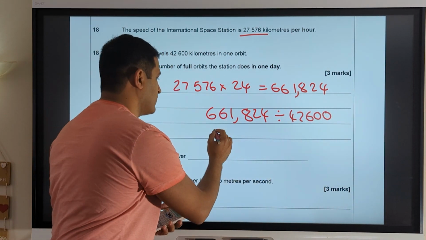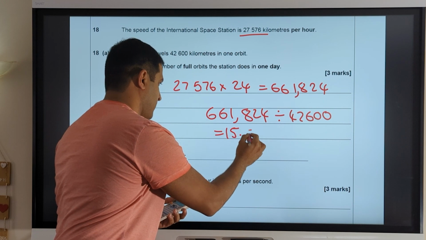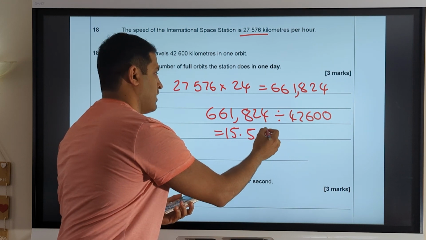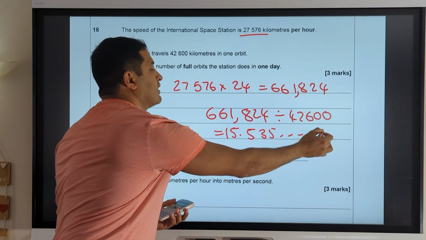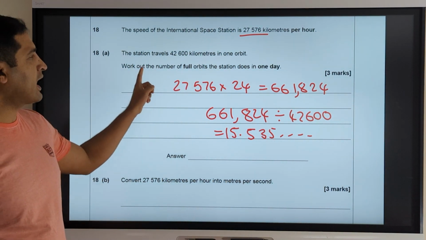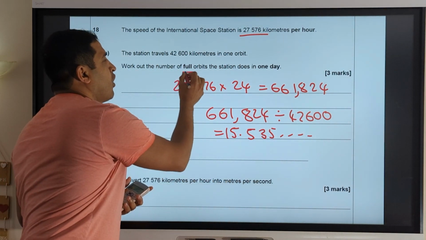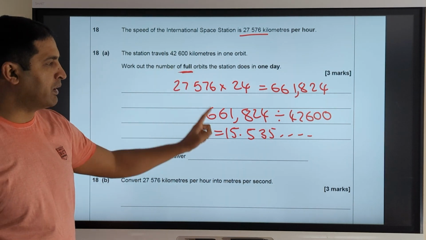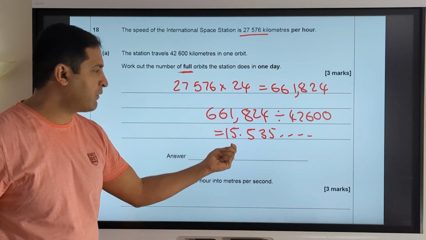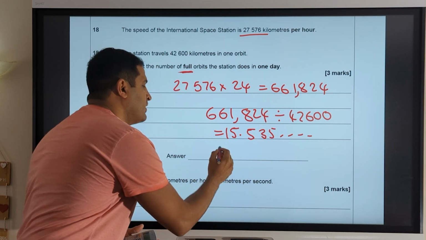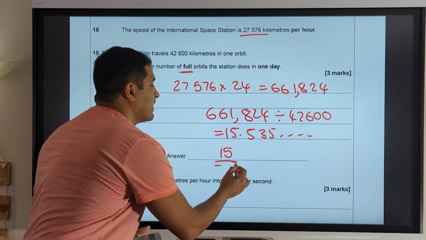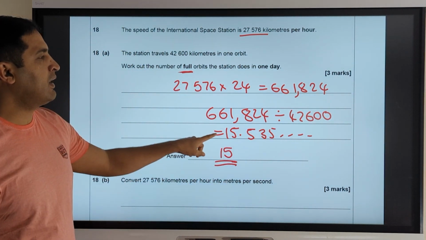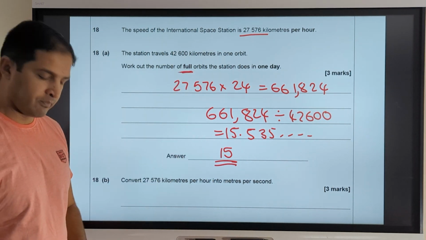And when you get the answer, which is 15.535, obviously the decimal continues. It says work out the number of full orbits. It does give you that in the bold letters there. So full orbits, not the decimal, not the half of it, full orbits. So full orbits is going to be 15. And that gets you your 3rd mark. So if you leave it up to that point, you only get 2 marks.